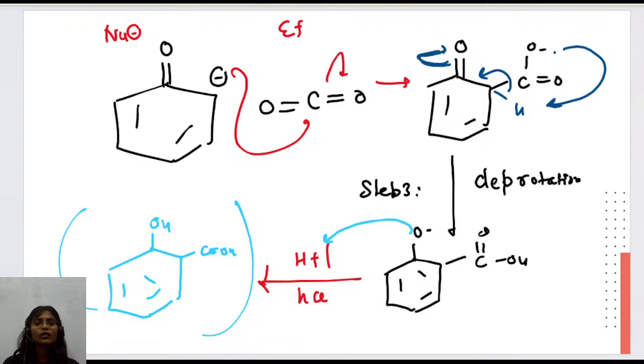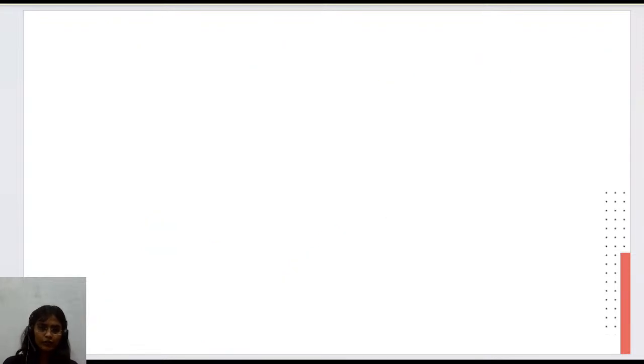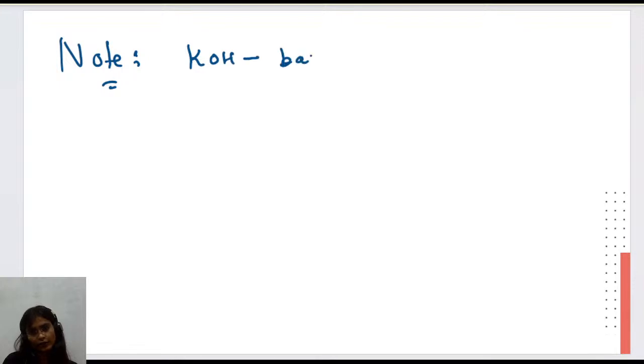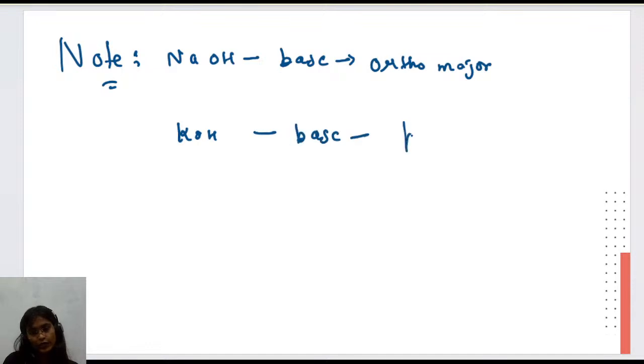This is all for which reaction? Kolbe's reaction. Now there's a knot for you. What is the knot? If we are using NaOH as a base, then as we already discussed, ortho is the major product. But if we are using KOH as a base, then we are getting para product as the major one. The answer is very simple, because the size of potassium is larger than sodium.